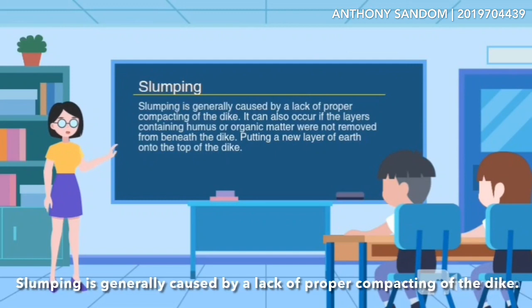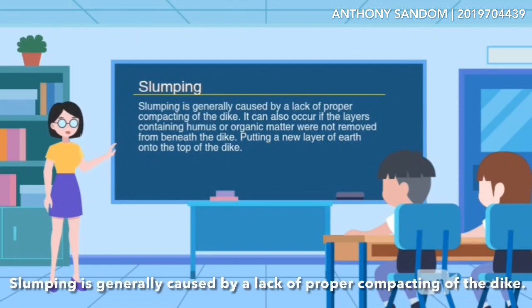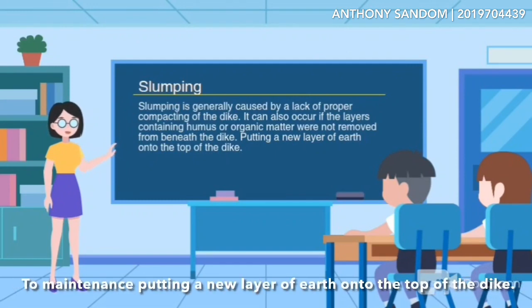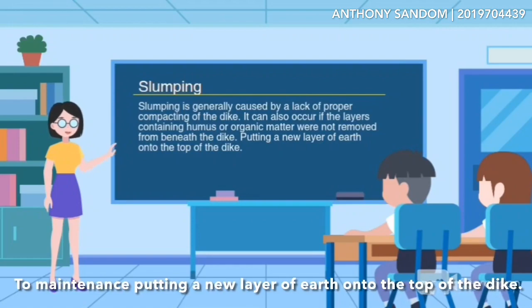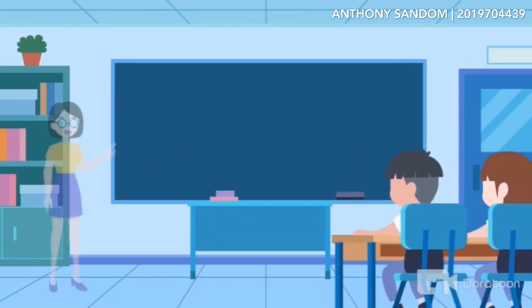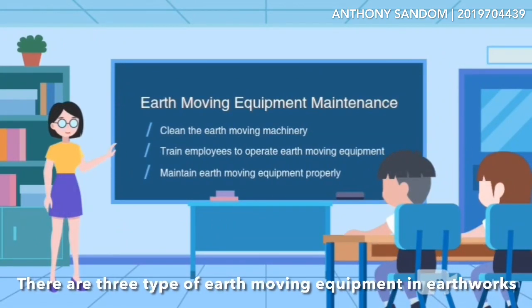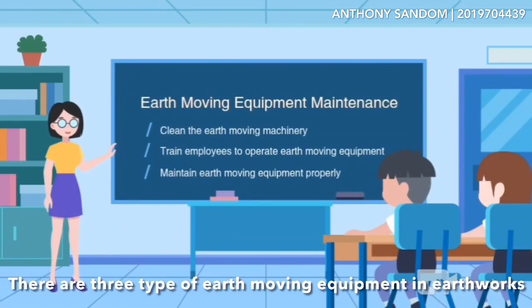Slumping is generally caused by a lack of proper compacting of the dike. For maintenance, put a new layer of earth on top of the dike. There are 3 types of earth-moving equipment maintenance in earthworks.